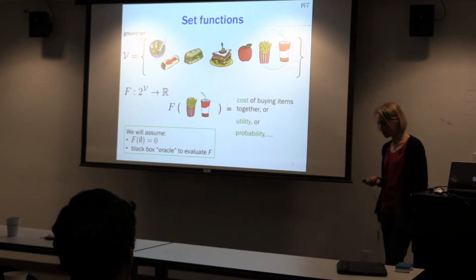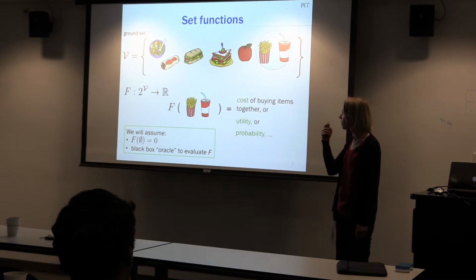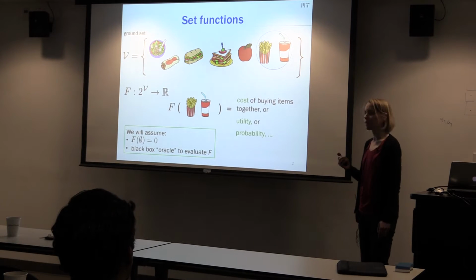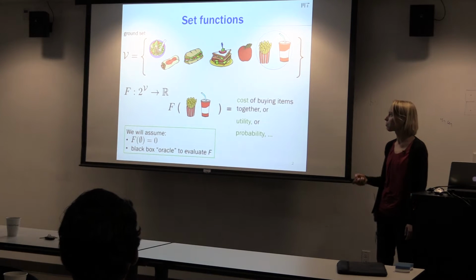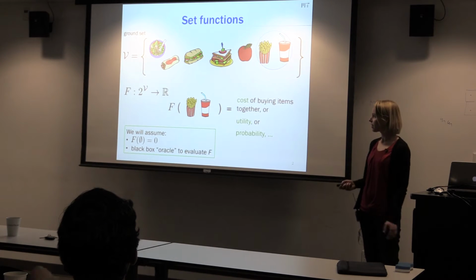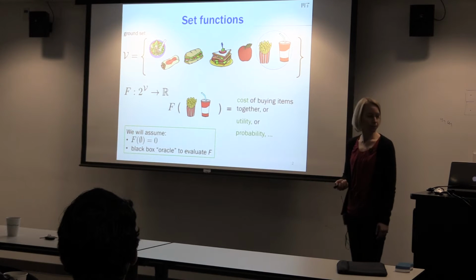Obviously this example is a bit constructed. So the question is, okay, is this actually something relevant? Does this actually occur in problems that we're interested in? So let me show you some more real-world examples of where subset selection problems and set functions occur.